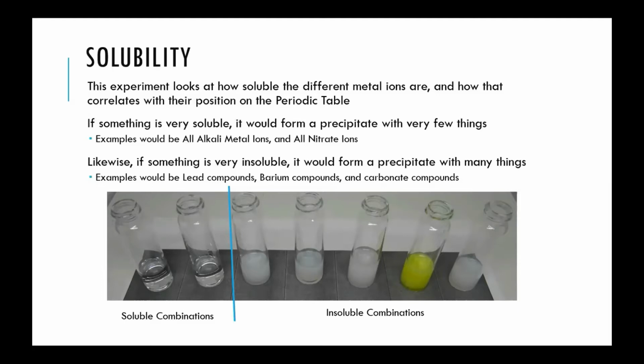They are soluble. But if something is very insoluble, such as lead or barium or carbonate compounds, if you have a solution of one of these compounds and mix it with something else, they will form a precipitate, and you will see this. So in this picture example right here, these two combinations are soluble, and these combinations are insoluble. The compounds formed on this side have a very low solubility, whereas the compounds involved on the other side have a very high solubility.